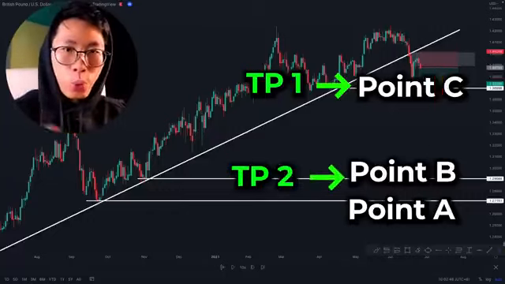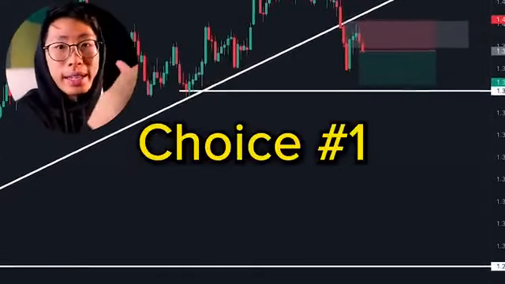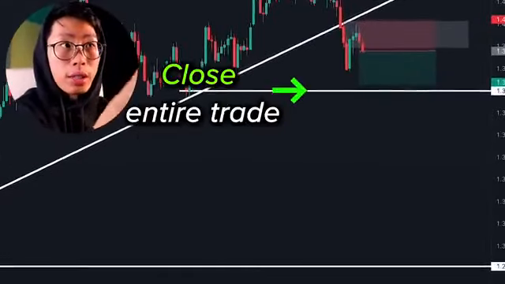Here's how this strategy works. In this case, what you can do is that you can either take all of your profits at point C right here.